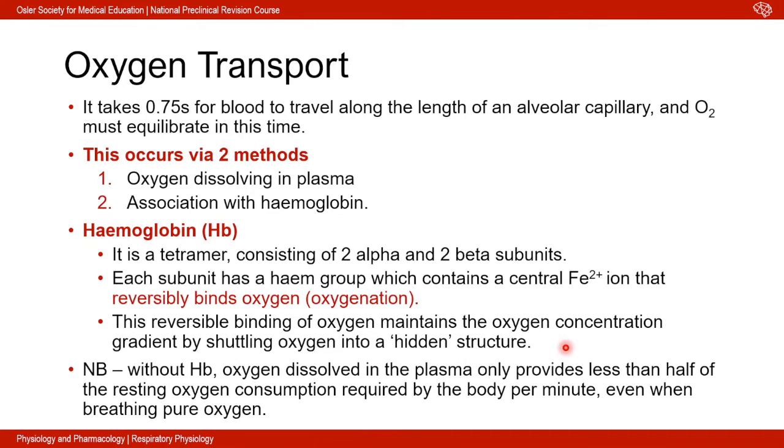Without hemoglobin, the plasma isn't really going to do enough. It's worth mentioning the dissolving in the plasma, but you need to make sure that you show that you know that this second option, hemoglobin, is the most important.